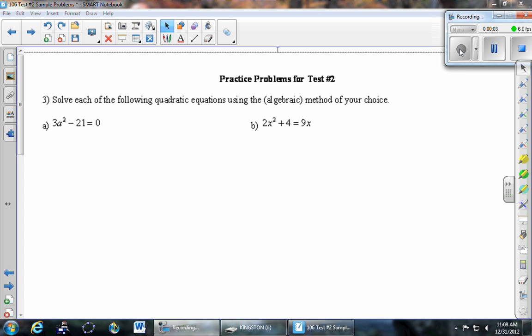This is problem number 3 on the practice problems for test number 2. Solve each of the following quadratic equations using the algebraic method of your choice. A, 3a squared minus 21 equals 0.